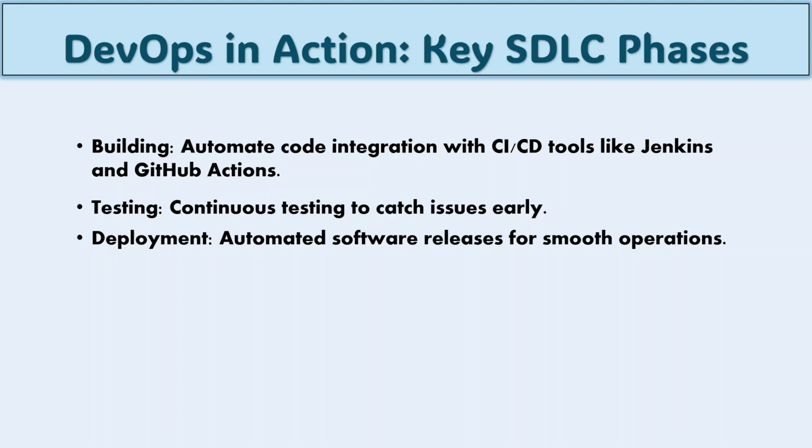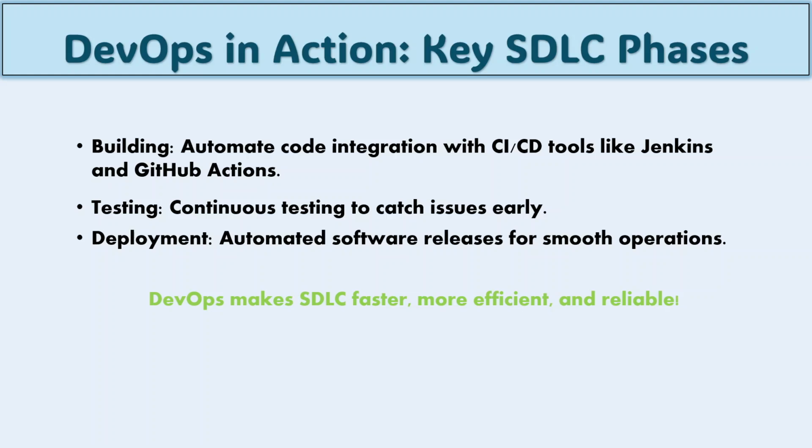Next is the testing phase. In the testing phase, they implement continuous testing to catch bugs at an early stage. In the deployment phase, they automate releases for seamless software delivery, so that DevOps makes SDLC faster, more efficient, and also reliable. To sum up today's session, we have seen how DevOps transforms SDLC by automating integration, testing, and deployment, so that it leads to faster and more reliable software delivery.